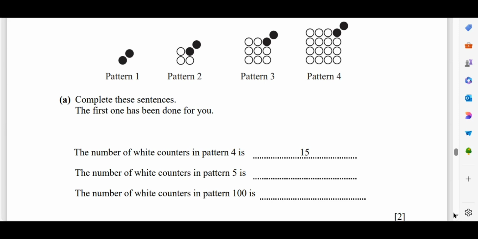the number of white counters in pattern 5. I need you to notice a pattern here. So we have 1 here, 2 here. 2 here is when we have 3, pattern 3. So we have 2 here and 2 here. So of course you're going to have 2 times 2 here, then plus 2 plus 2.